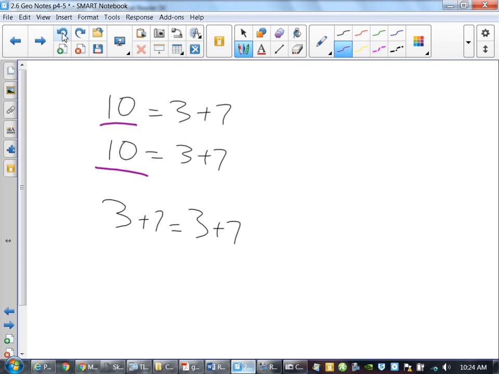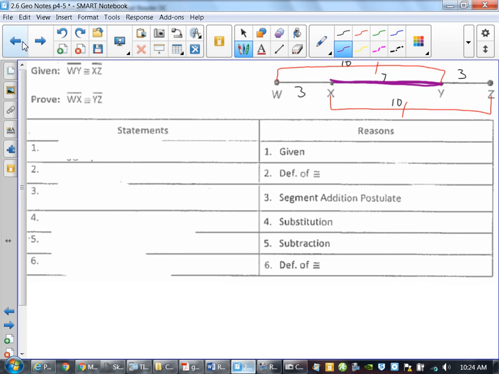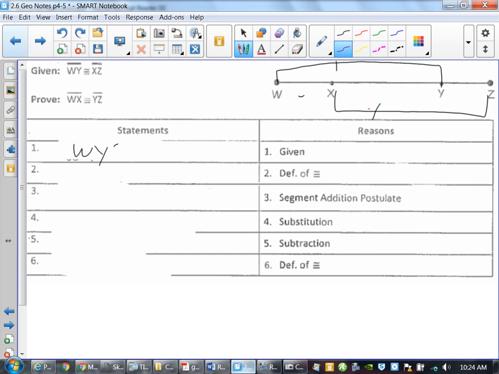So we go, oop. Clean this. So we have this part, let's get rid of this one. So we start with your given, WY congruent XZ. What's the first thing you do? Take out the congruency, because you can't do math with congruent.